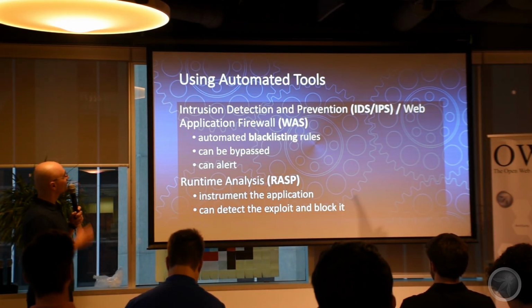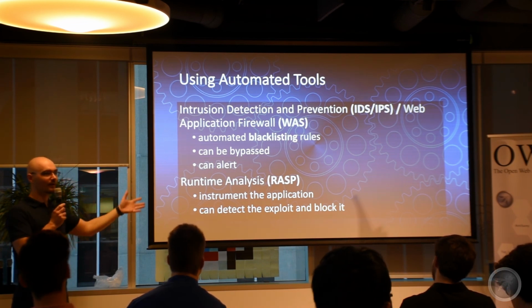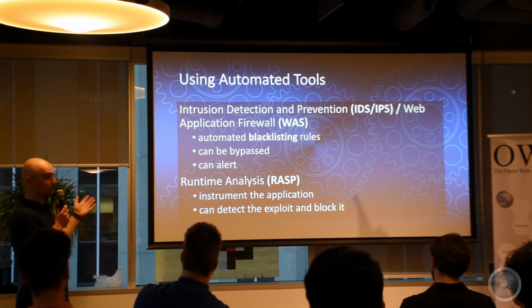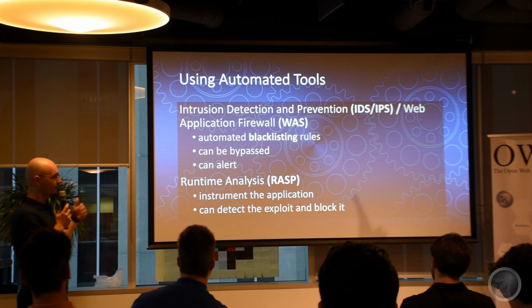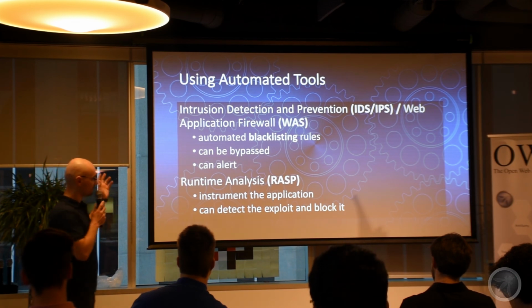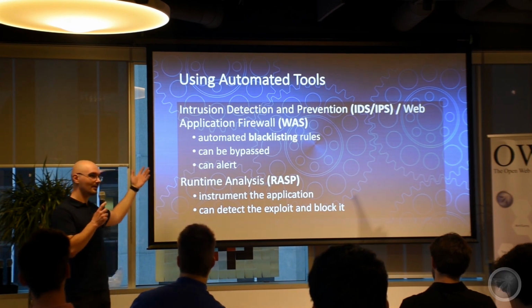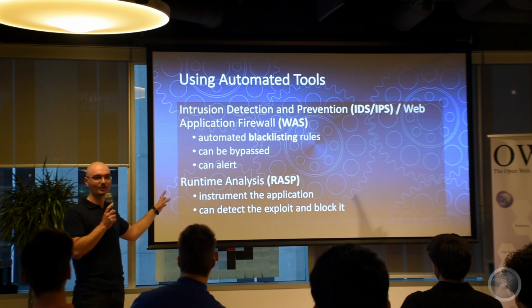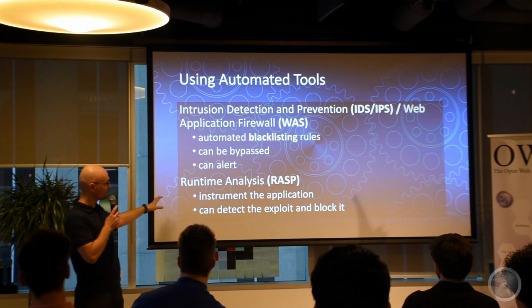Also, using automated tools. Maybe you don't have a way to deploy a fix to a vulnerability. Intrusion detection and prevention tools have automated blacklisting rules, which can be bypassed. But the thing about these tools is when an attacker is trying to break into your application, they'll try all kinds of payloads. If they are able to bypass the IDS or IPS, they can get in. But you're going to get alerted because one of their payloads will trigger the IPS. So the monitoring aspect of them is very important.